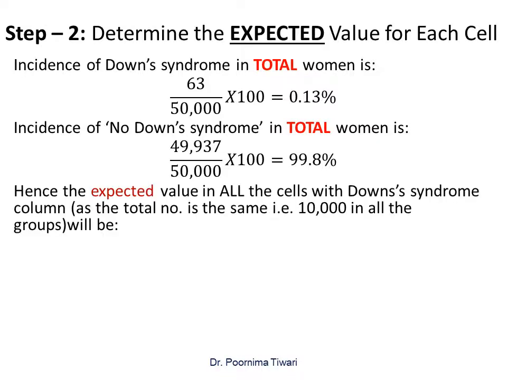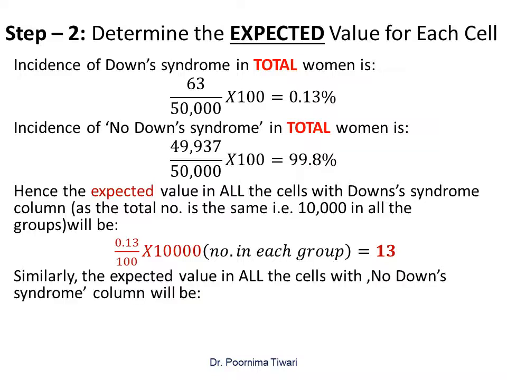So the expected value in all the cells in the Down syndrome column would be 0.13 divided by 100 into 10,000, because the number in each group is 10,000. Otherwise, you will multiply with the number of individuals in each group. In this case, the number of individuals in each group is equal, 10,000. So the expected value in all the cells under the Down syndrome column would be 13 because the total is the same.